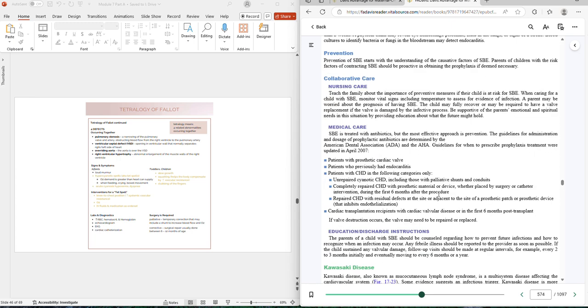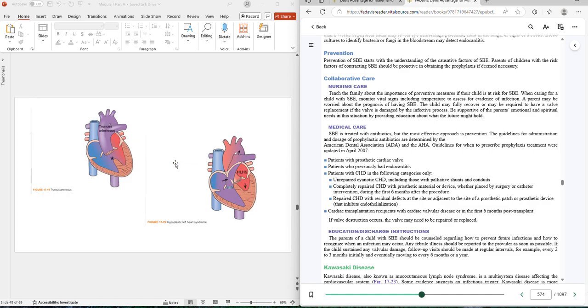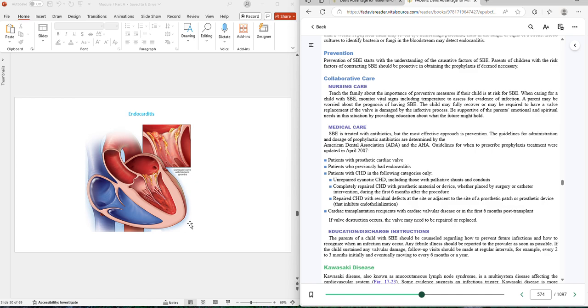All right, Kawasaki disease. And this is transposition of the great vessels. You can read about that too. And the hypoplastic, and then the murmurs. And we'll listen to the murmur video in class. All right, endocarditis, what we just talked about, high fever. The bacteria growth damages those vessels and those valves, okay. And you can see this damaged valve here.